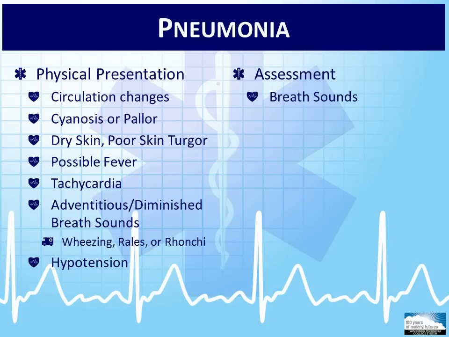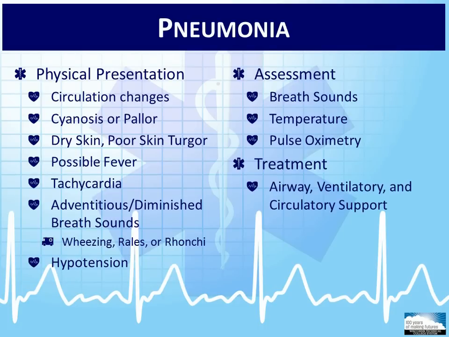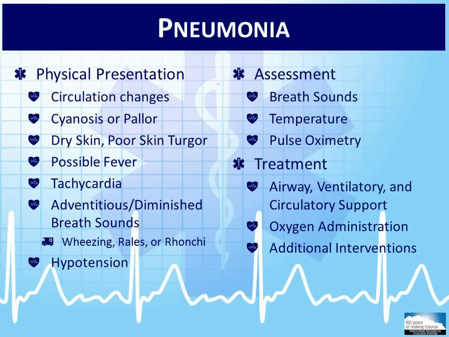Assessment should include listening to breath sounds, obtaining a temperature, and checking a pulse oximetry reading if equipment is available. Treatment includes airway, ventilatory, and circulatory support. Oxygen administration, additional interventions, and an ALS intercept should be considered as prescribed by your local protocols. Also be certain to provide supportive measures while reassessing frequently.